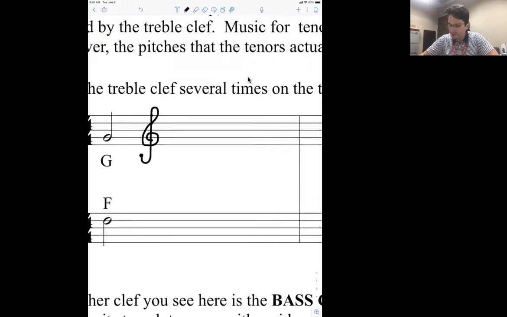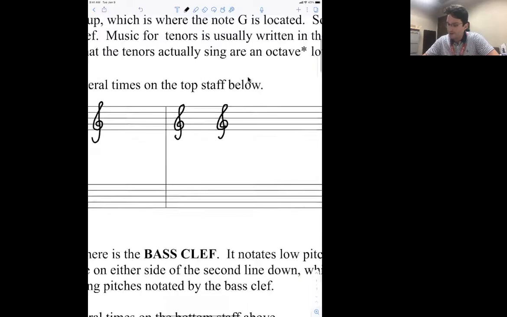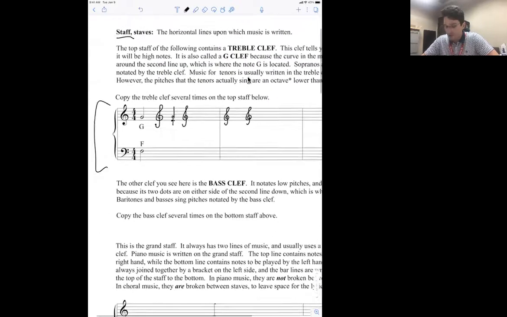That wasn't super clear. Let me zoom in just a little bit. The G clef because it centers around this pitch, which is G. So take a minute to just copy in that treble clef a couple of times on the staff. Again, the staff is our set of 5 lines and 4 spaces, and copy that as best as you can.